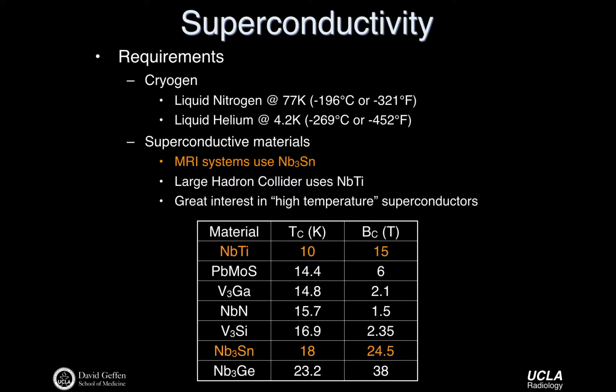Superconducting magnets are used for other things. The Large Hadron Collider uses a different wire type. And I've already said it, but there's a lot of interest in so-called high-temperature superconductors as well.